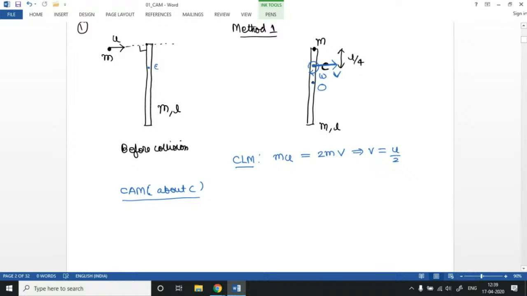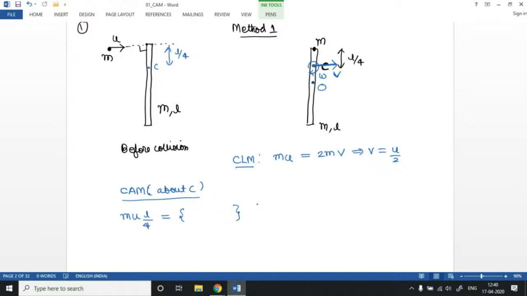The angular momentum of the system before collision, with this distance I have already seen as L by 4, is going to be m times u times L by 4, and that will be equal to the angular momentum of the system after collision. Like in yesterday's class, we learned how to write an expression for angular momentum if a body is undergoing combined translational and rotational motion. One would be the rotational angular momentum and another the translational angular momentum.